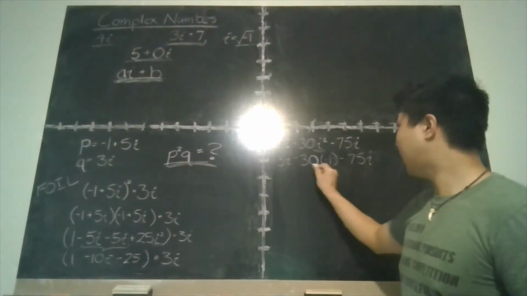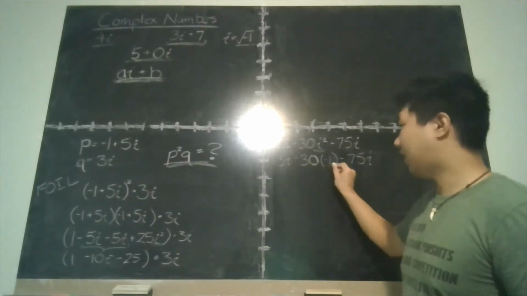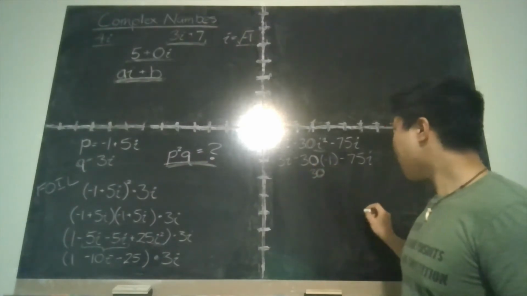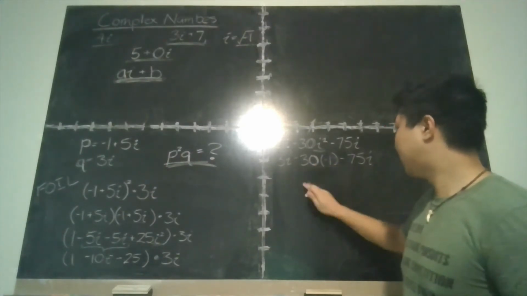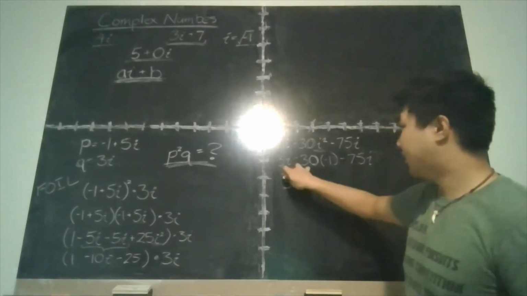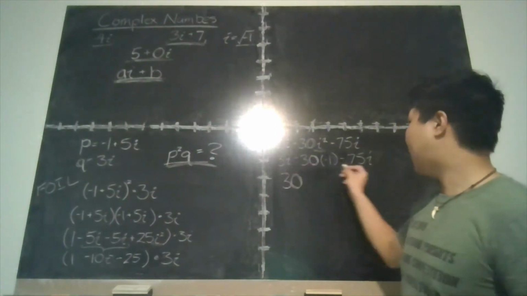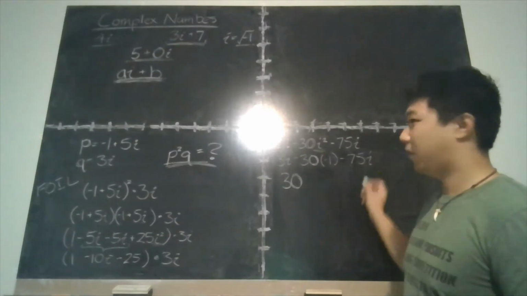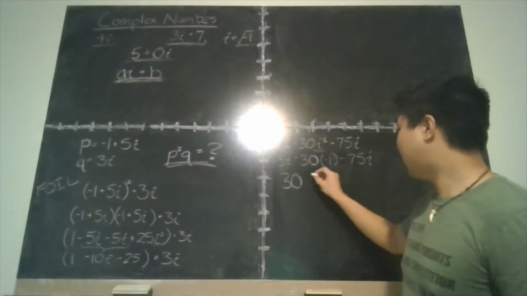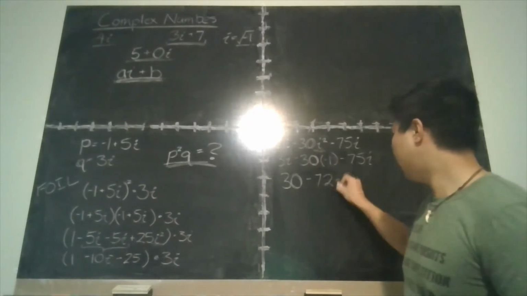So now we're left with 30. Negative 30 times negative 1 is 30. And let me write it over here, 30. So these are like terms, so we can actually combine them. So 3 minus 75, well, that'll give us a negative number. And what is that negative number? Well, it would be negative 72.